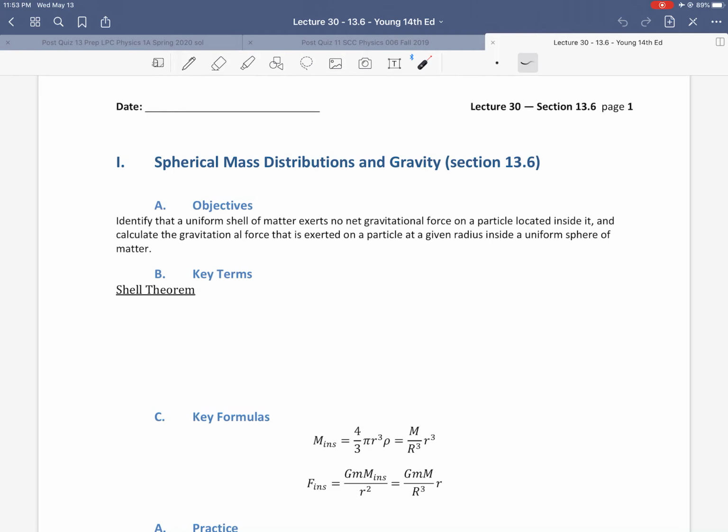All right, so this concludes our discussion of gravity, specifically universal gravity. All right, so let's get into this final topic.